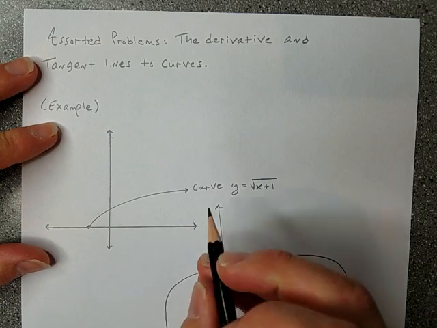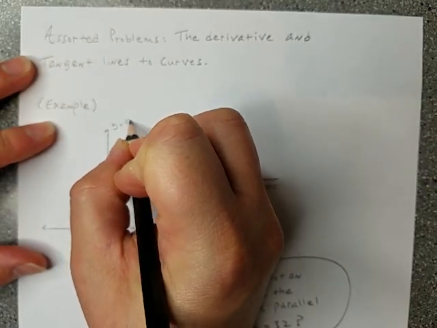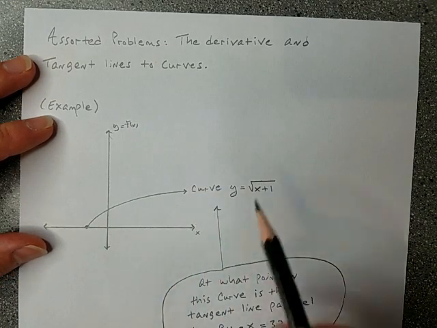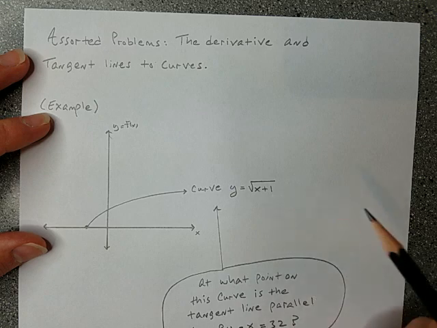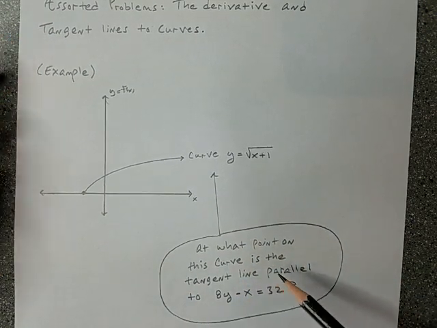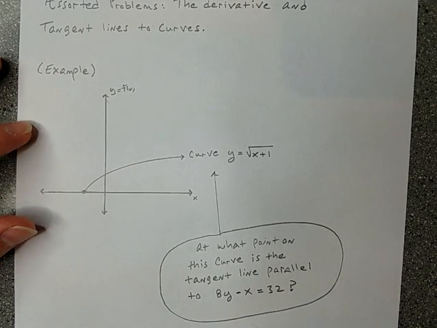So say we have a curve here, and most of the problems that we do when we're learning this idea start with a curve, okay? The curve is y is equal to root x plus 1. And the question I want you to think about is, at what point on this curve is the tangent line parallel to this other line, okay?